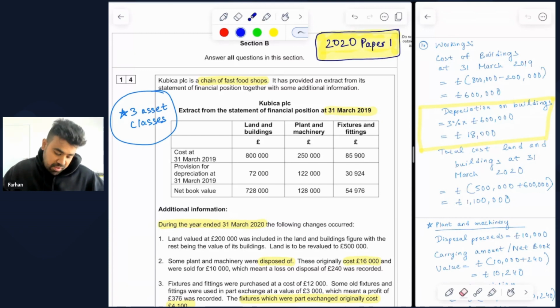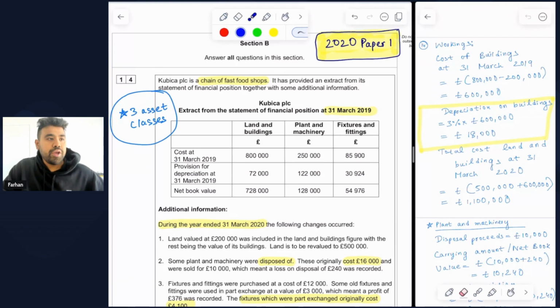We have also been given some extra information relevant to land, plant and machinery, and fixtures and fittings. Here we have been provided with accounting policies which talks about the depreciation rate for each class of assets. And the main requirement is to prepare a schedule of non-current assets for the year ended 31 March 2020.